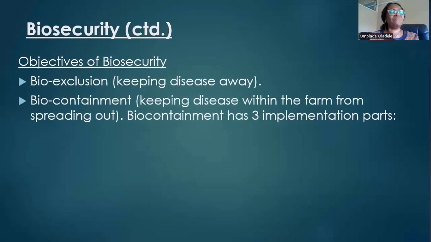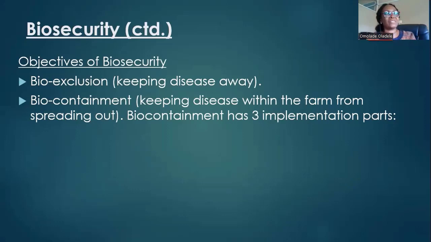What do you intend to achieve by it? Now, it has two objectives: bioexclusion and biocontainment. Bioexclusion is trying to keep diseases away. The farm is clean, there's no disease, but all the measures you put in place to prevent the pathogens from coming in is bioexclusion. And then for biocontainment, this is in the event disease pathogens have entered, there's an outbreak already, all the measures you take to keep diseases within the farm.